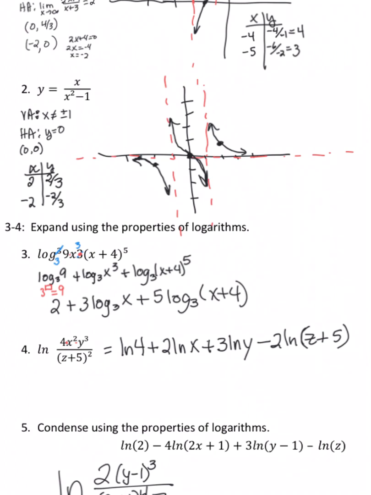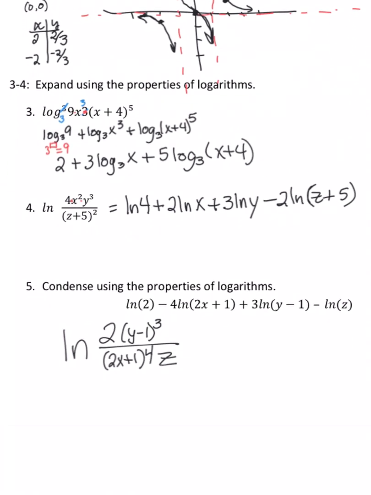Okay, number 3 and 4, you're supposed to expand using the properties of logarithms. So, properties of logarithms, remember the log is the exponent. Now, on this particular copy of your review, the print got messed up. That 3 right there was actually a subscript, and this 3 was an exponent. So we have log base 3 of 9 x cubed blob to the 5th, okay?